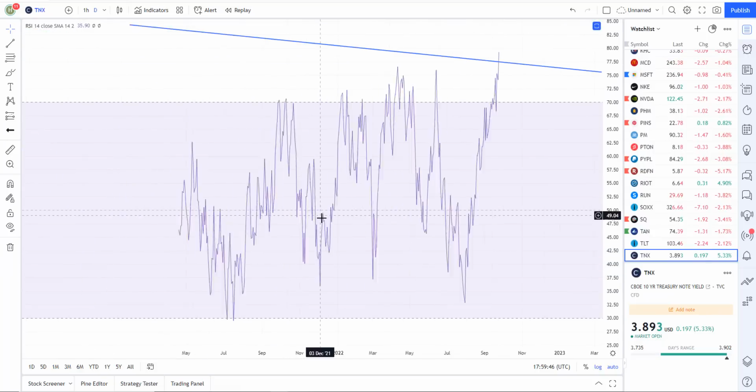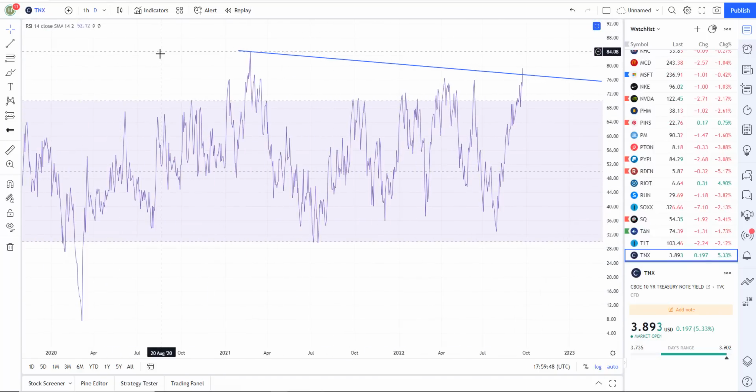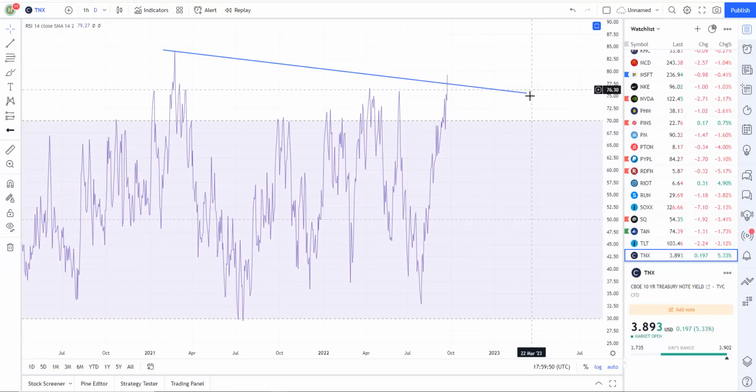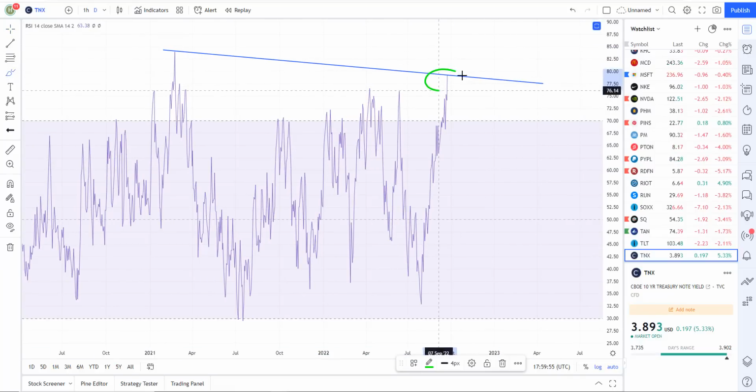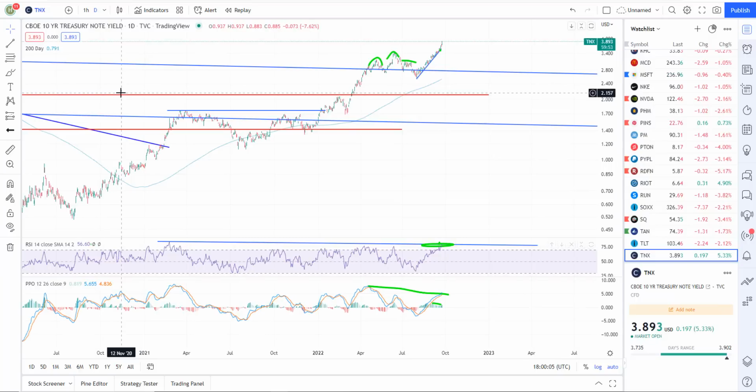If we go down to the daily chart, and again, this is just the RSI, you can see we still have negative divergence, but just barely hanging on to it. If we go much higher, we're going to burn through those negative divergences, and that's going to be bullish for rates and bearish for bonds, and ultimately very bearish for the markets. Okay, so that's interest rates.